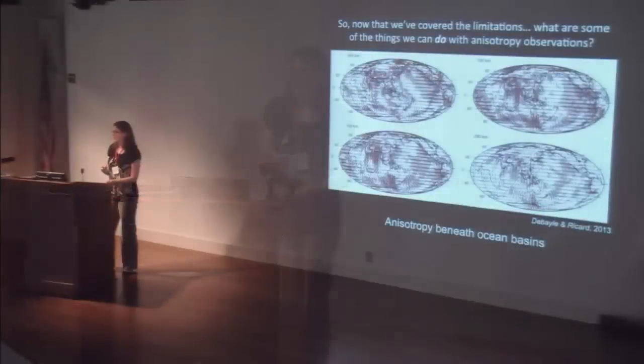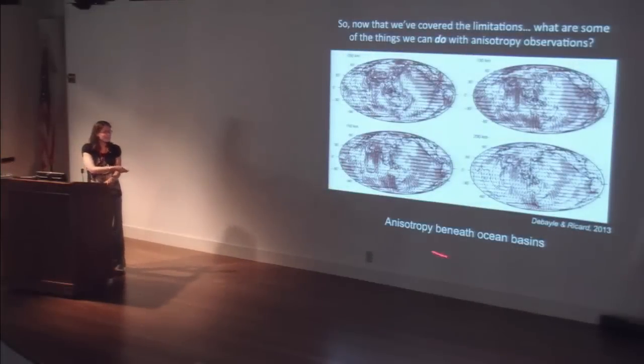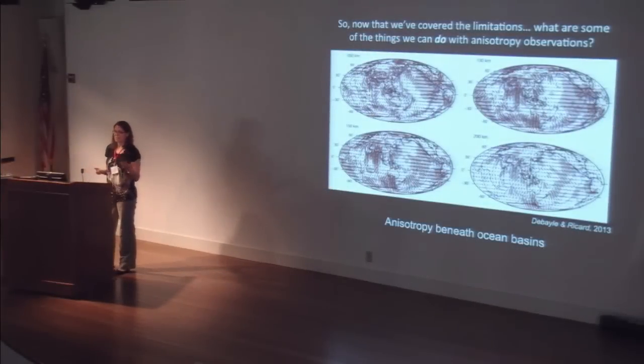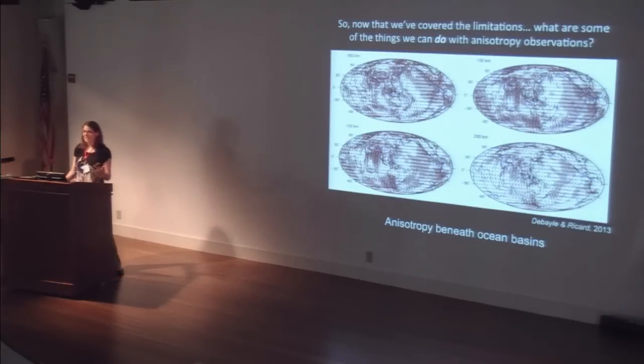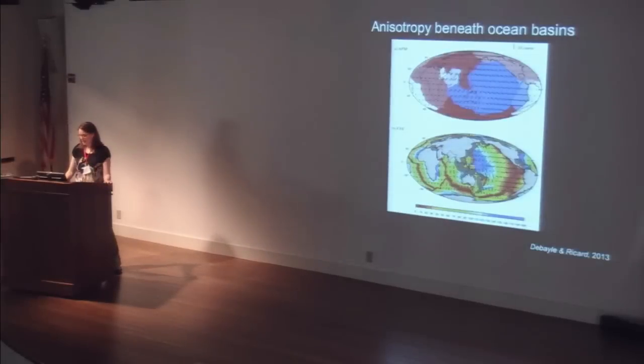We're going to talk next about subduction zones and continents, and in comparison, I think we understand anisotropy beneath the ocean basins fairly well. There are still a lot of unanswered questions, and particularly in the radial anisotropy signal, there's a lot to still figure out. But this gives us a very nice paradigm for understanding lithospheric versus asthenospheric anisotropy in the ocean basins.